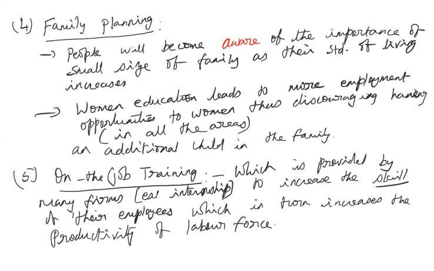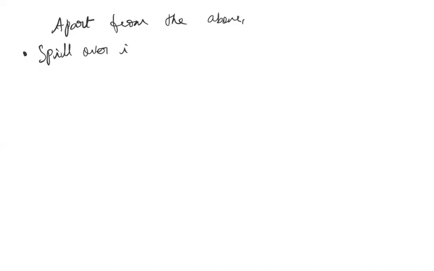Okay. Then apart from this, there are some more advantages because of education. So apart from the above, other benefits, such as spillover income gains. The meaning of spillover income gains is the extra national income gained by the country because of the educated labor force. See, with a very mediocre labor force available in a particular country, there's a certain amount of national income generated.